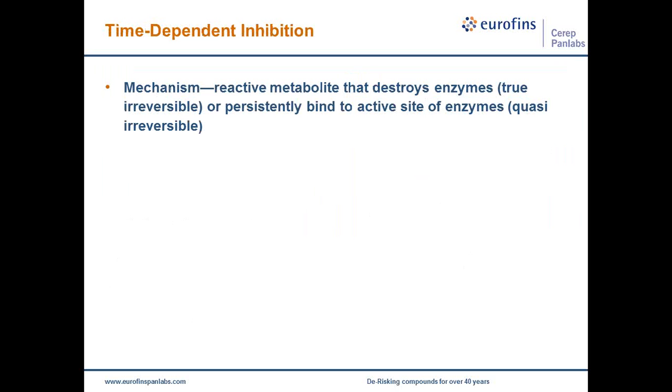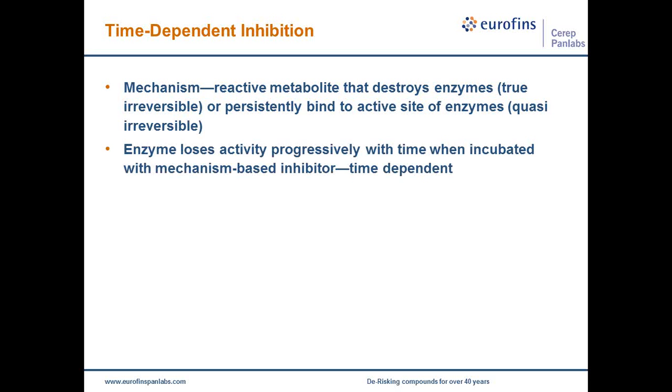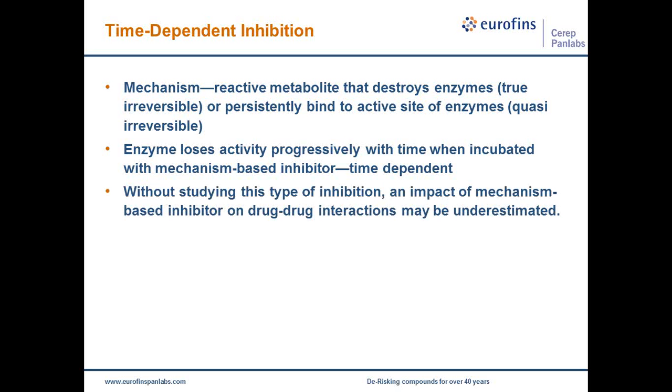So we talked about reversible inhibition. Now it's irreversible. Unlike reversible inhibition, irreversible inhibition often destroys the enzyme itself. Therefore, even if the inhibitor is removed, the enzyme activity will not recover, or will recover very slowly. The inhibition often occurs when the enzyme attempts to metabolize the inhibitor. That way, the longer the inhibitor incubates with the enzyme, the more potent the inhibition. That's why it's also called time-dependent inhibition.